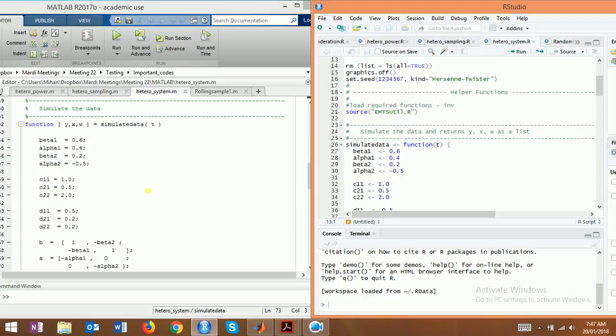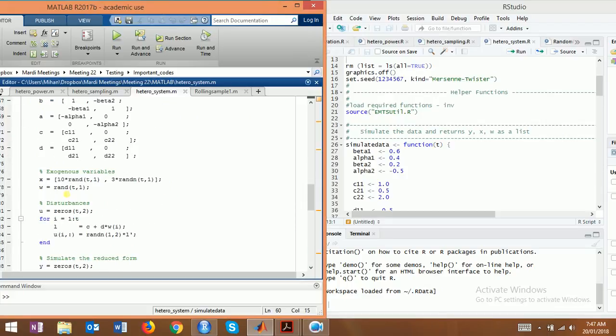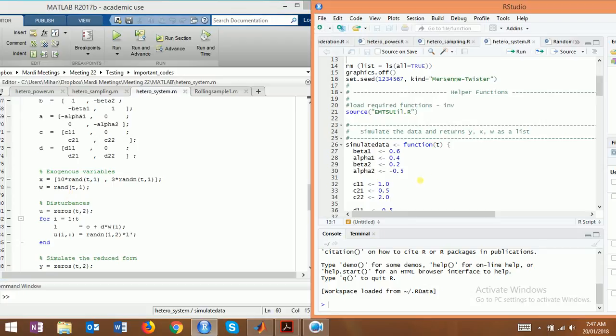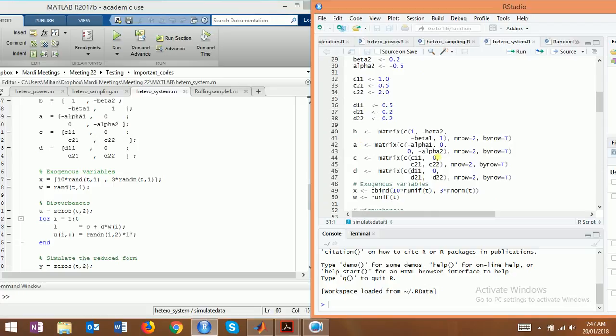First I'm giving the data y, x, w. X is 10 into random, 3 into random. So the tweak here must be a matrix. First combine 1 minus beta, 1 minus beta, 1, 1, number of rows 2 by row t, matrix. Combine these values, represent them by a matrix with number of rows 2 by row t.